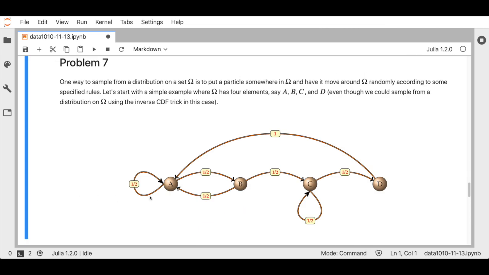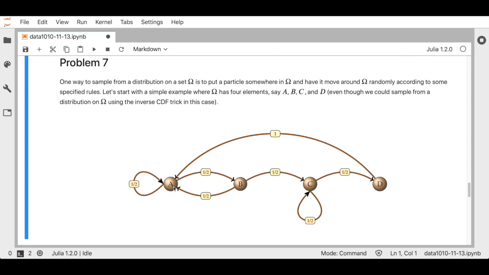So we'll start in this very simple scenario where we have 4 points, A, B, C, and D. And we're going to imagine a particle performing a random walk on this set of 4 points. So for example, the random walk might start at B, and it will see 2 arrows pointing out from B, each labeled with 1/2. So that means it's going to choose with probability 1/2 to go to C, or with probability 1/2 to go to A.